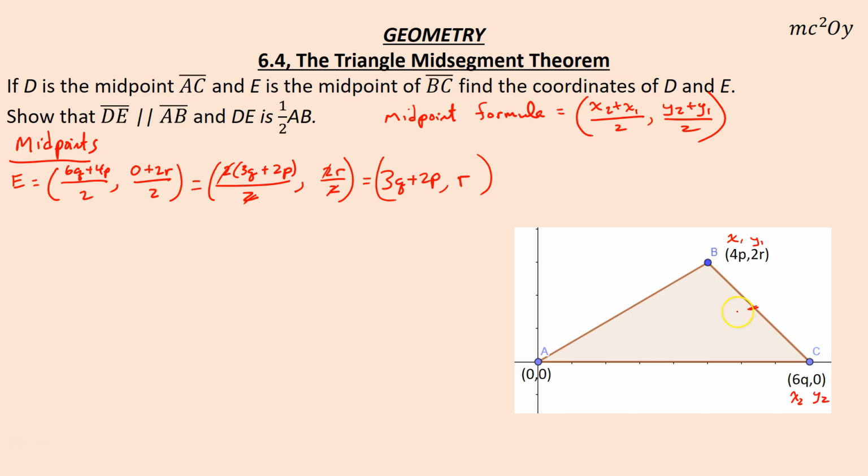So point E, right here, we are going to call the ordered pair (3Q plus 2P, R). Okay, and to find point D, well, point D is a little easier because you have 0, 0 here. So you're just going halfway to 6Q. Halfway to 6Q, that's 3Q.